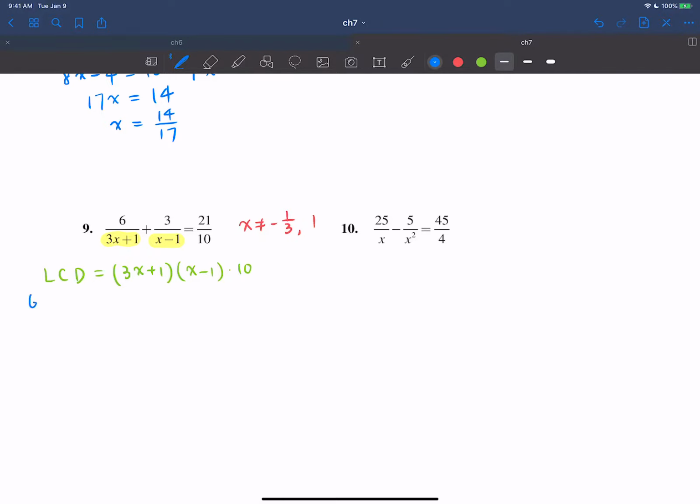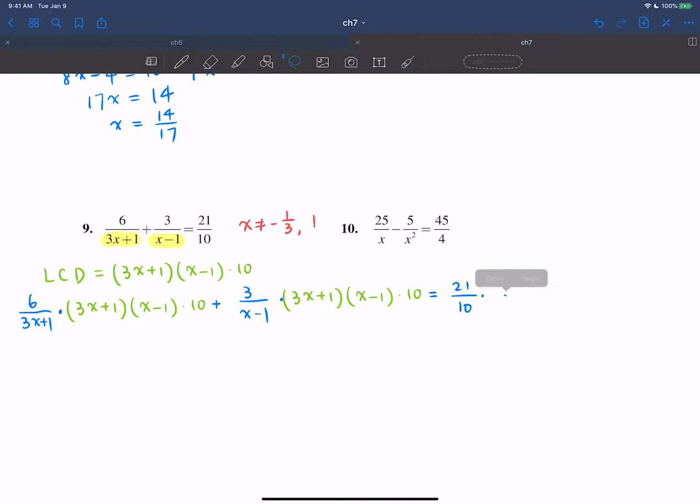So for this problem, since it's a little bit complicated, I'm going to write it all out. First term multiplied by LCD. Let me just copy this. It's probably easier this way. So the first term multiplied by LCD, plus second term multiplied by LCD, equals the third term 21 over 10 multiplied by LCD. And now it's the most exciting part.